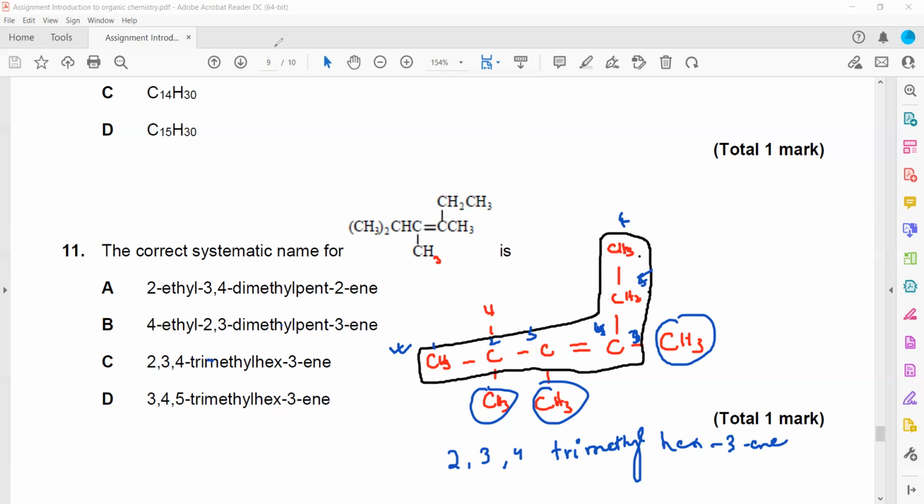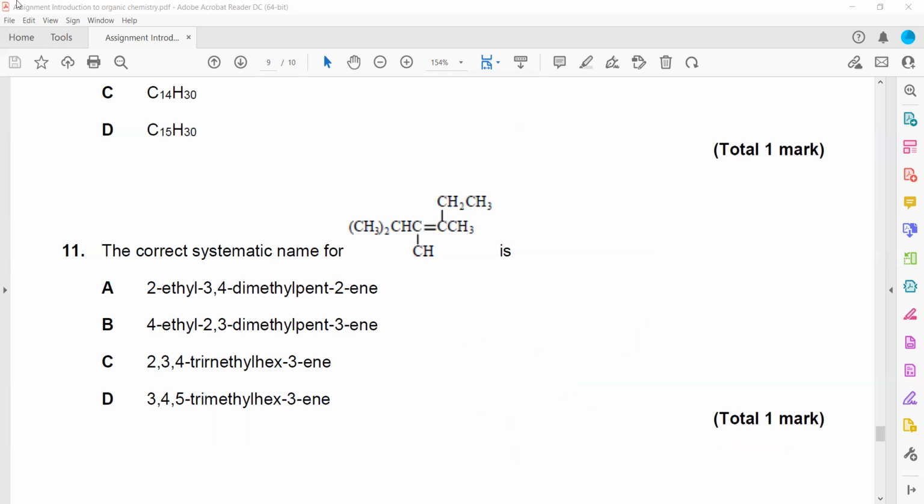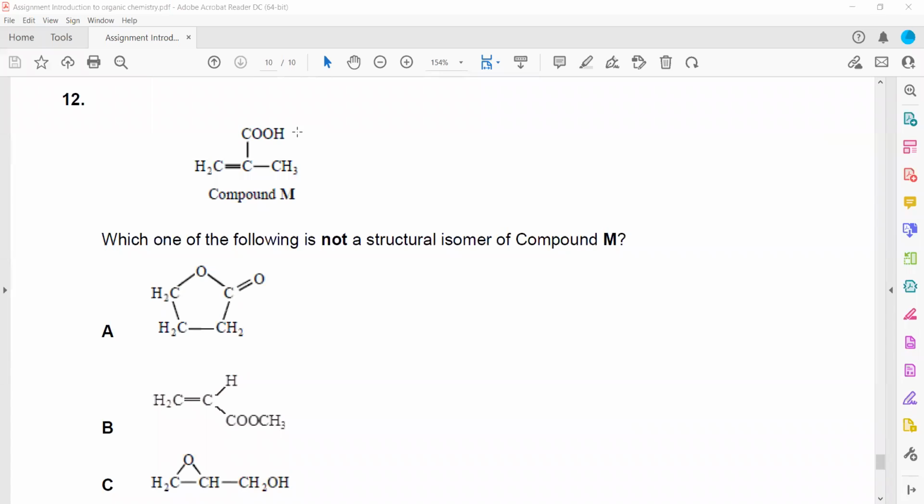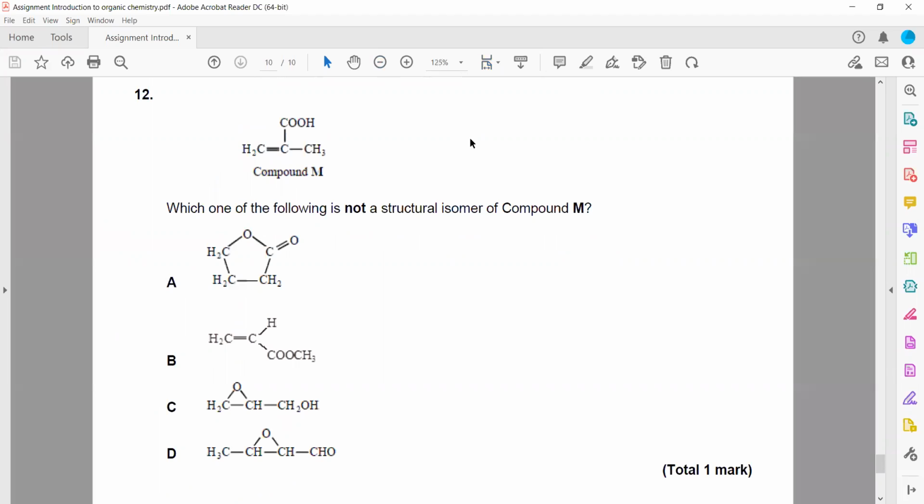So you just have to change the structural formula to display one and then identify. Which one of the following is not a structural isomer of compound M? So structural isomers should have the same type of compound, but they have a different structure. So you can count the number of carbon atoms. Here this is having 1, 2, 3, 4.